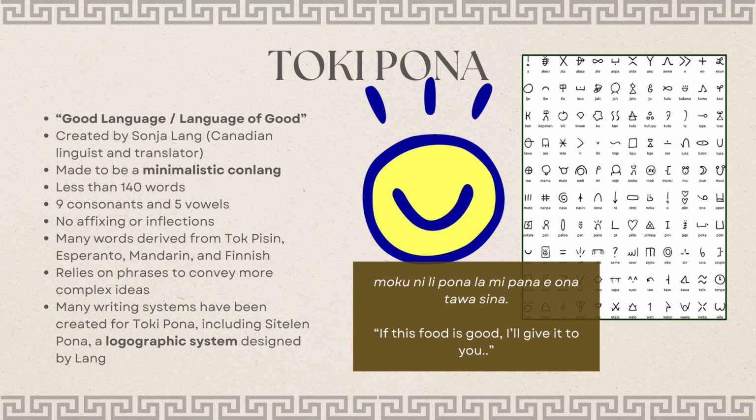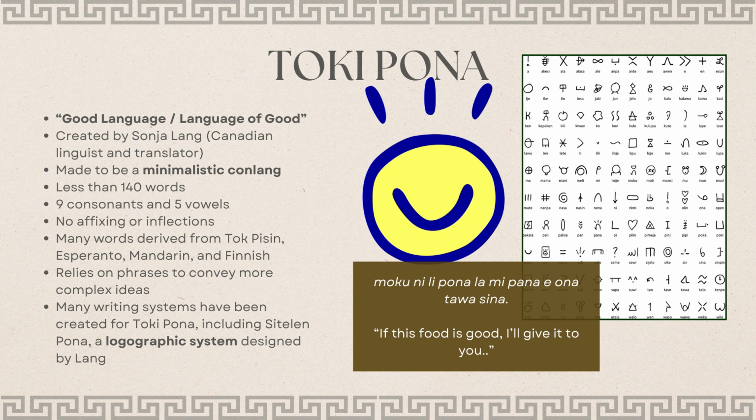Similarly, we have Toki Pona, which I think is a pretty fun conlang. It means the good language or language of good, and it's created by Sonja Lang, who is a Canadian linguist and translator. I would consider this as kind of a blend between an Engelang and an Artlang. So it's made to be a minimalistic conlang, and it has less than 140 words. It has only 9 consonants, and it has 5 vowels. There's no affixing or inflections.